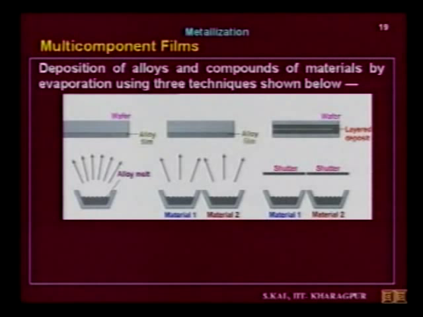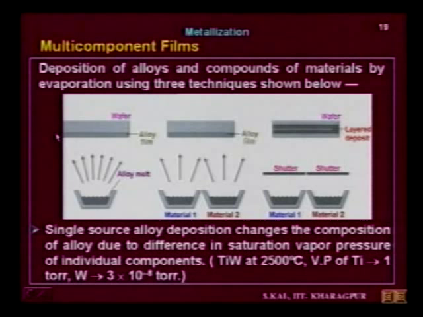So there are three techniques mentioned here for physical vapor deposition of films of various metals, either layer by layer or deposited simultaneously. Here there are three cases. In the first case, we can use the alloy melt. The alloy melt can be evaporated, and on the wafer an alloy film is deposited.